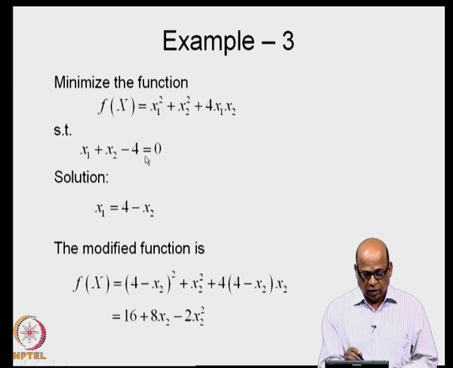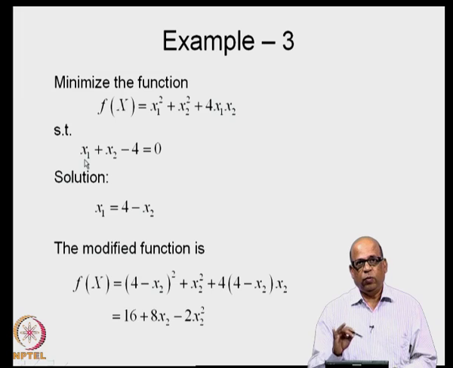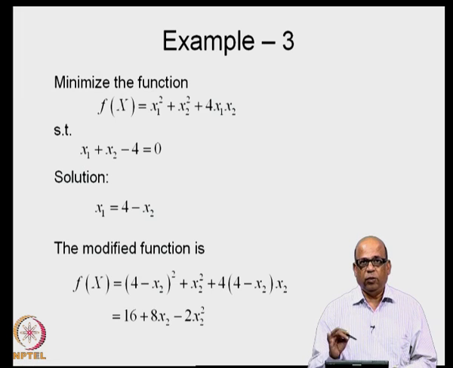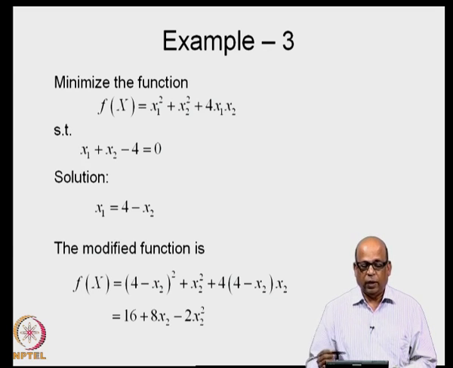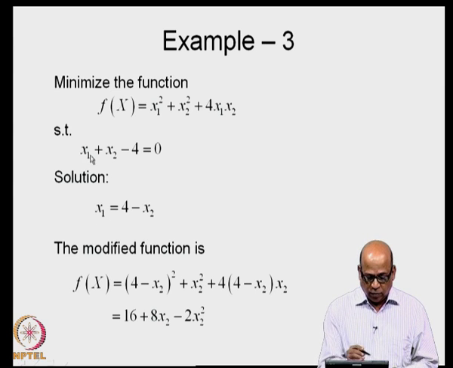We have an equality constraint. Let us say that you want to substitute for one of the variables. There are 2 variables, 1 constraint. So, n is equal to 2, m is equal to 1. So, we express m number of variables, which is 1 variable, in terms of n minus m variables, which is 2 minus 1, which is 1. So, we express x1 in terms of x2, x1 is equal to 4 minus x2, and then substitute it in the original function.